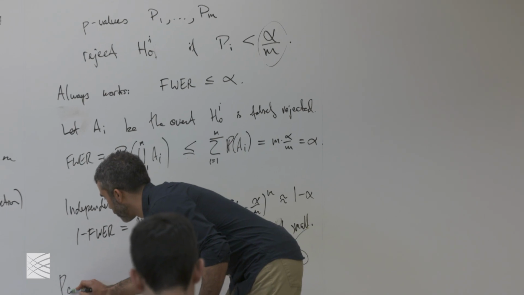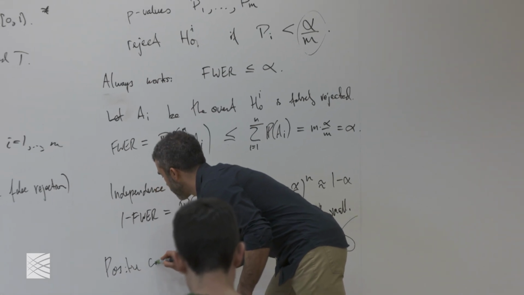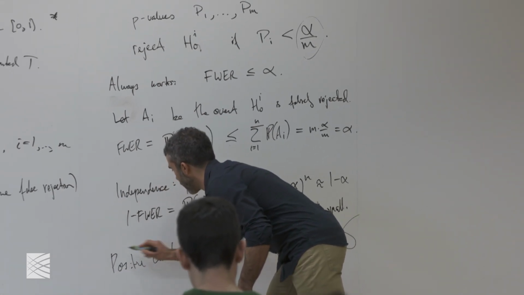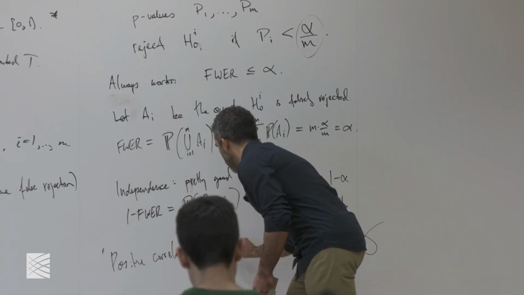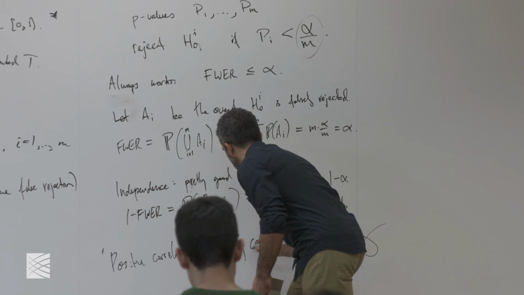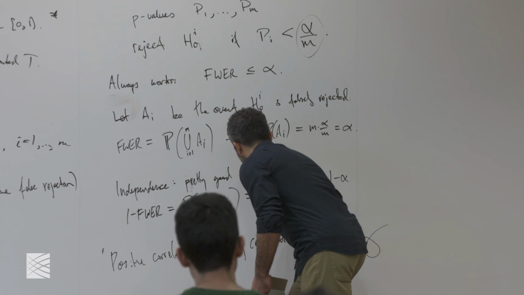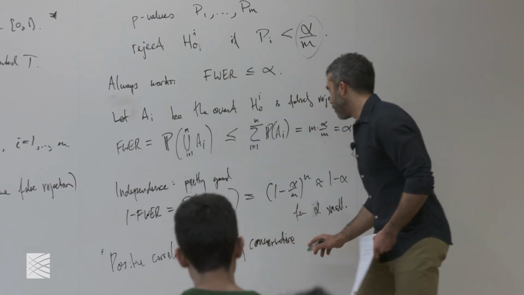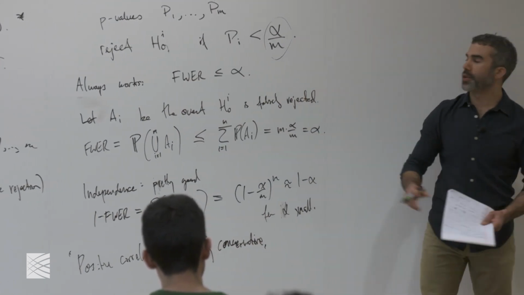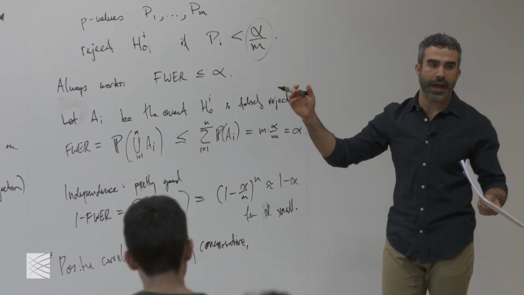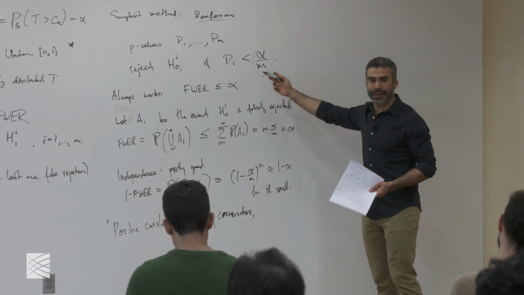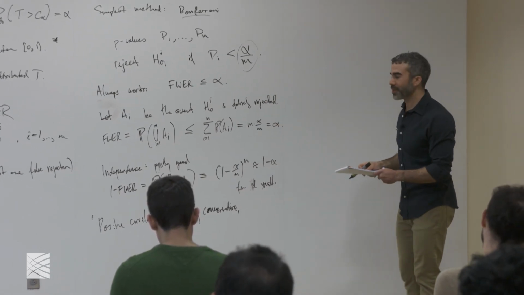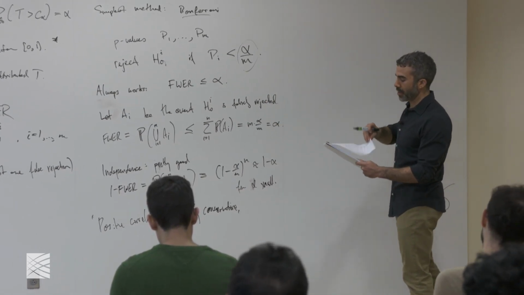And I'll just write, for the record, positive correlation. I'm not going to make that precise. Between the p-values, it'll be overly conservative. The extreme case is if a whole bunch of your tests are actually testing the same thing exactly, then a whole bunch of your p-values will be exactly the same. Then you shouldn't have divided by m. That's silly, right? So the extreme case is that you're just doing repeated testing of the same thing.